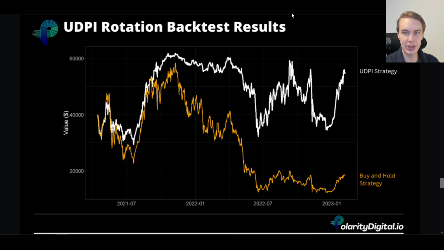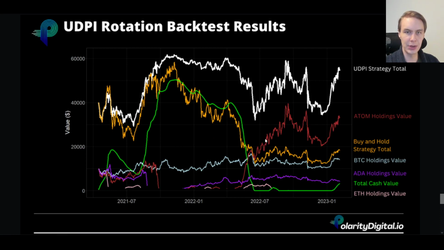Well, we can go ahead and just take a look under the hood to see what it's doing, what relative positions it's taking in the different assets to yield this ultimate result. So this graph here is a lot more complicated, so we'll walk through what it's saying one step at a time. The white and the orange lines are the same thing we just saw. It's the total return of the UDPI strategy in white. The orange line is just the total buy and hold strategy return. But then this green line is the amount of cash that the strategy has at any given point in time.